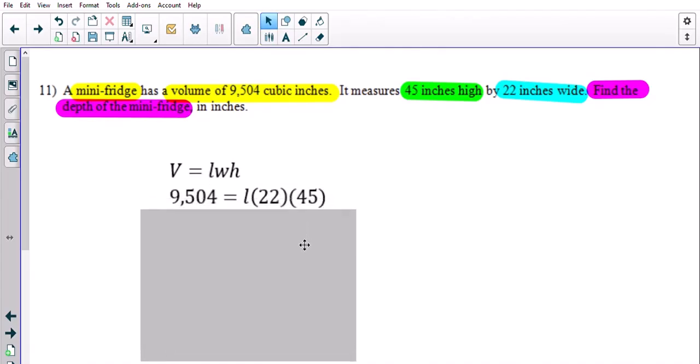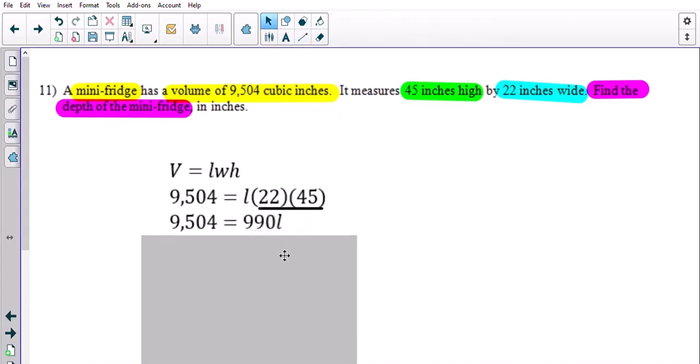So let's replace V with 9,504. That's the volume as given. We're going to leave L as it is. Again, it doesn't really matter which variable you solve for here as long as it's either length, width, or height and not the volume. Our width we're going to replace with 22. Our height we're going to replace with 45. So the first thing I did was 22 times 45. So that gets me 9,504 equals 990 L.